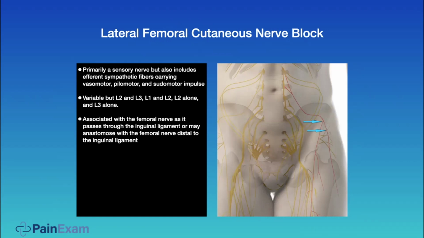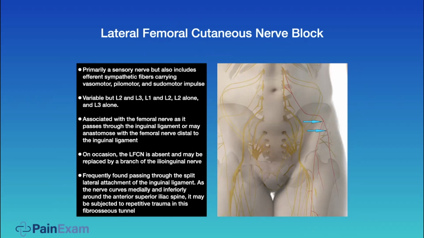It's associated with the femoral nerve as it passes through the inguinal ligament, or may anastomose with the femoral nerve distal to the inguinal ligament. Occasionally, it's absent and may be replaced by a branch of the ilioinguinal nerve, and it's frequently found passing through the split lateral attachment of the inguinal ligament. As the nerve curves medially and inferiorly around the anterior superior iliac spine, it may be subject to repetitive trauma, as this is a fibro-osseous tunnel.